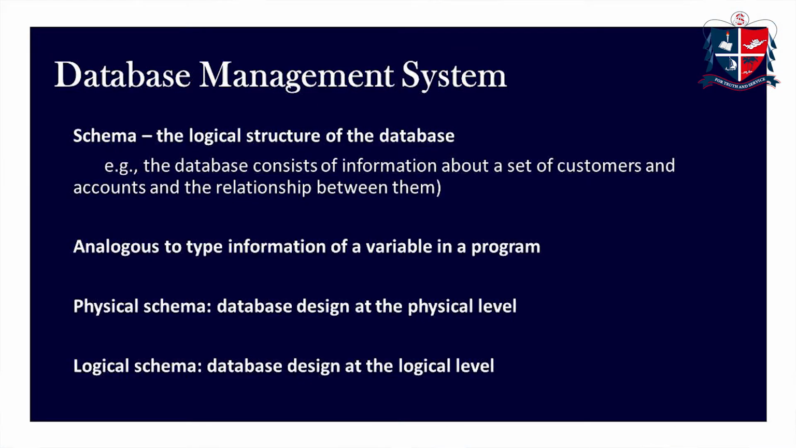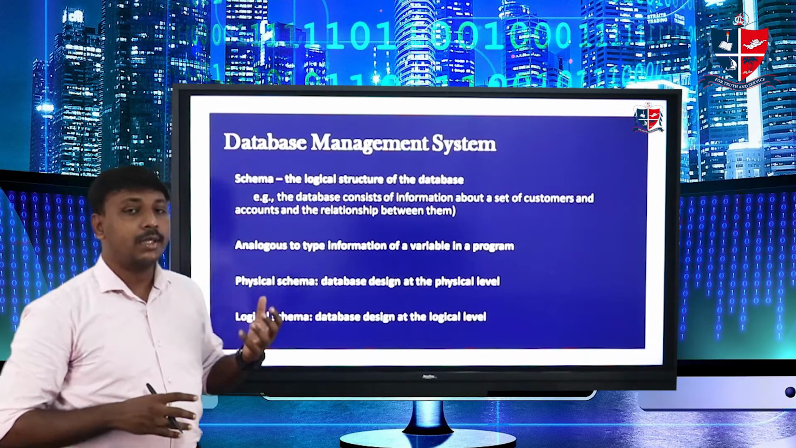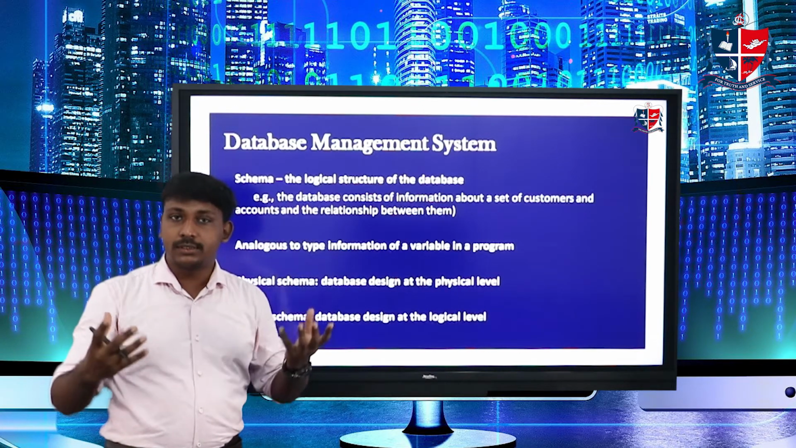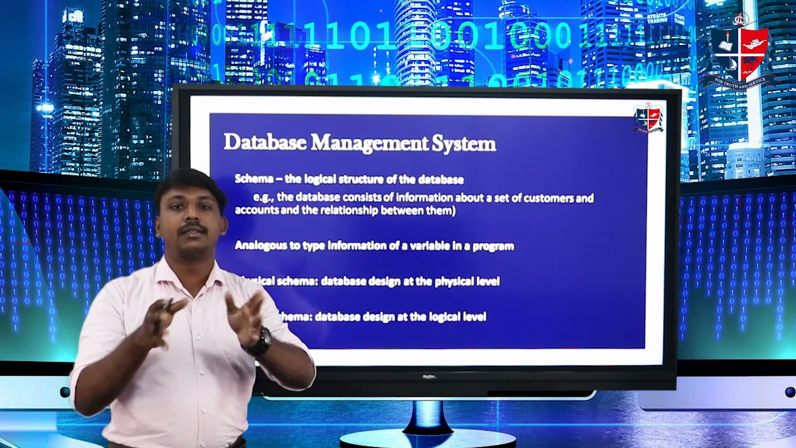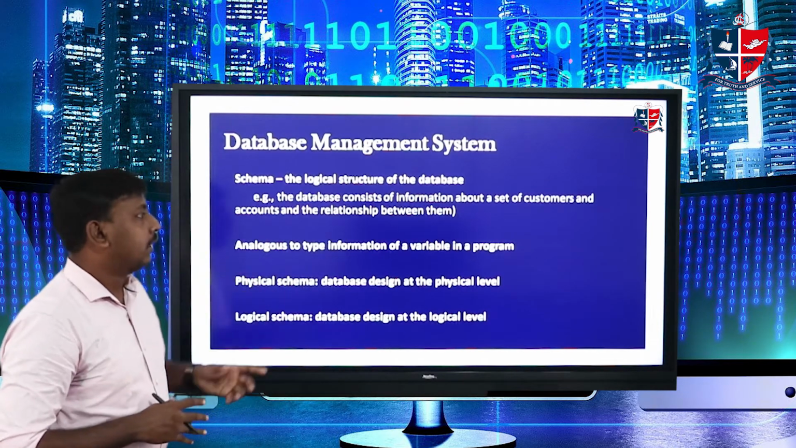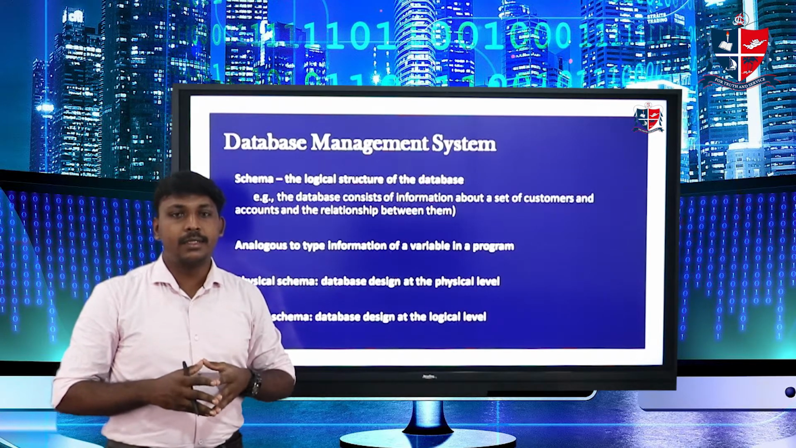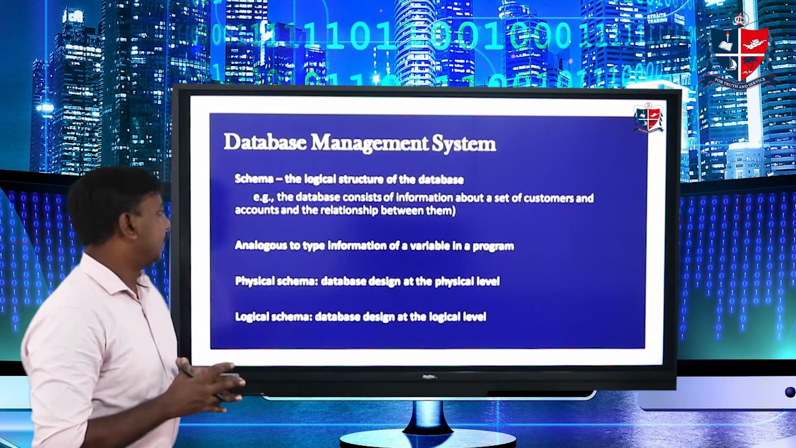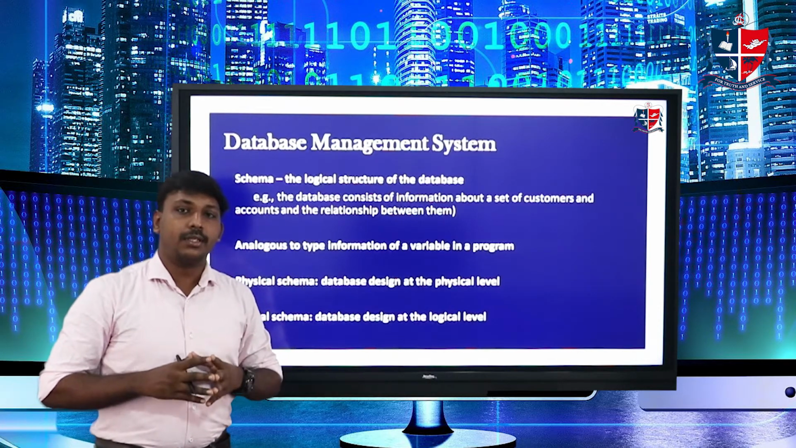Coming to database management system, some of the key terms. First one is schema. Schema means the logical structure of a database. There are so many structures to save data. Schema means the logical structure, how this data is organized in a particular database. That is known as schema. For example, there is data for customer management. There may be data stored in rows and columns. That data schema is known as a relational database. It is analogous to the type information of a variable in a program.